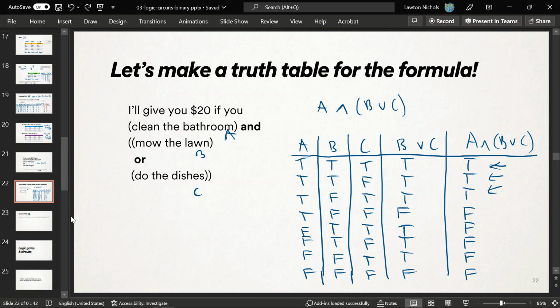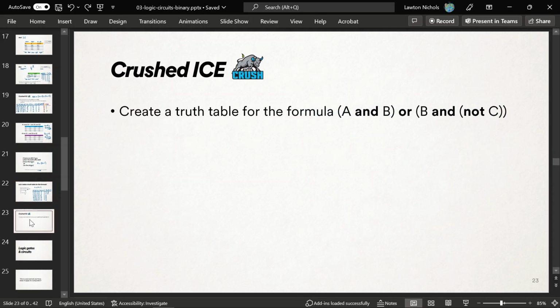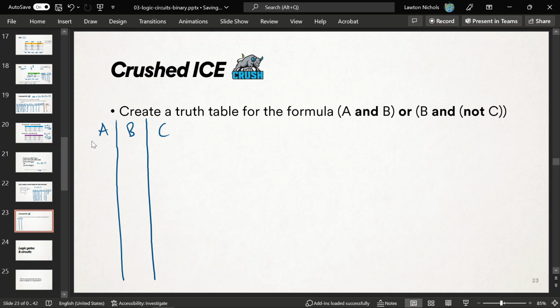All right. Now I have a complicated example for you. Please create a truth table for the formula A and B or B and not C. I'll get you started again. Honestly, I don't know if we have a lot of time. Maybe I'll do it with you, actually. Let's race each other. So I'll be very slow, purposefully, and see if you can fill it in faster than me. I'll get you started with the A, B, and C.